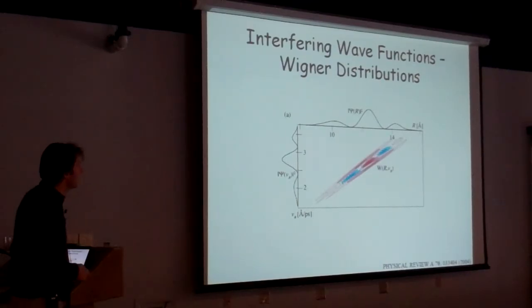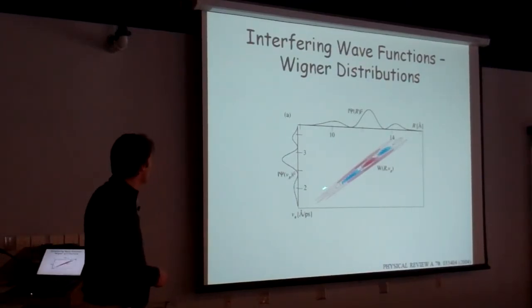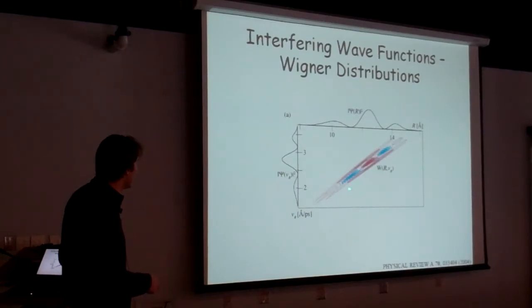And of course, you can look at the Wigner distribution for this wave function, and you can see that if I project onto the x-axis, I get my position-dependent probability distribution. And if I project onto the y-axis, I get my velocity-dependent probability.